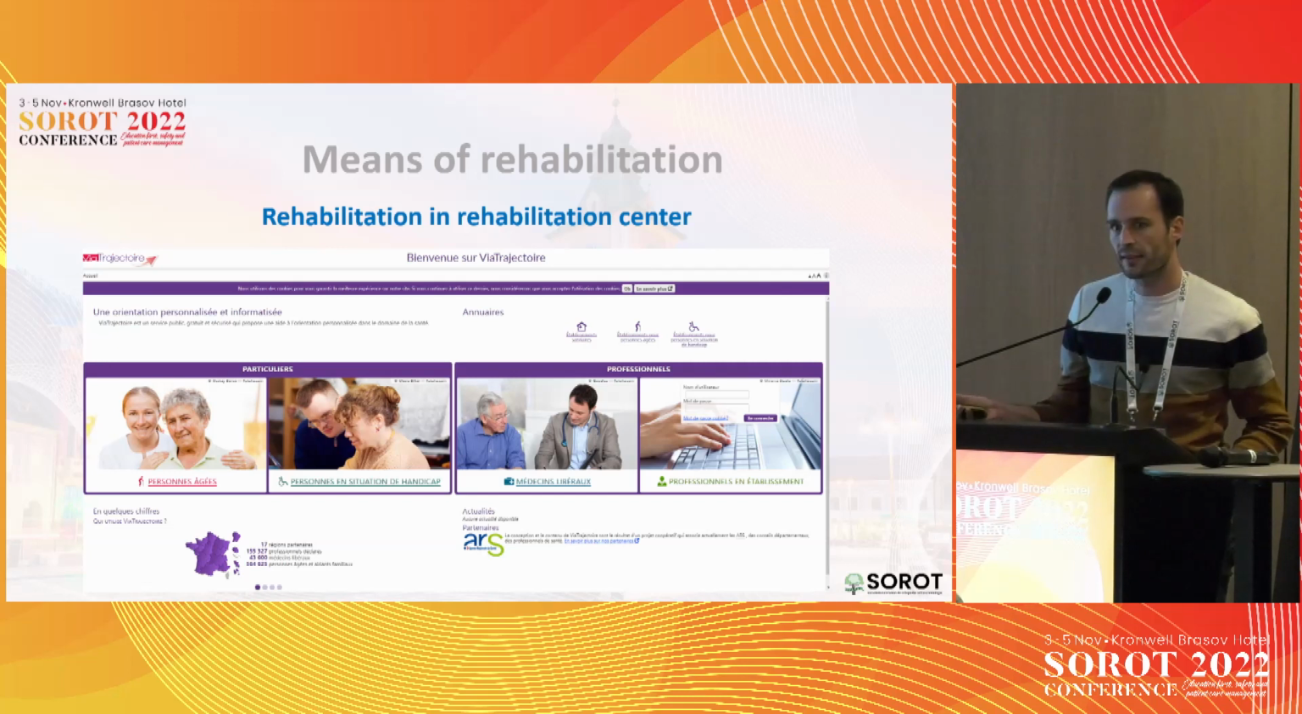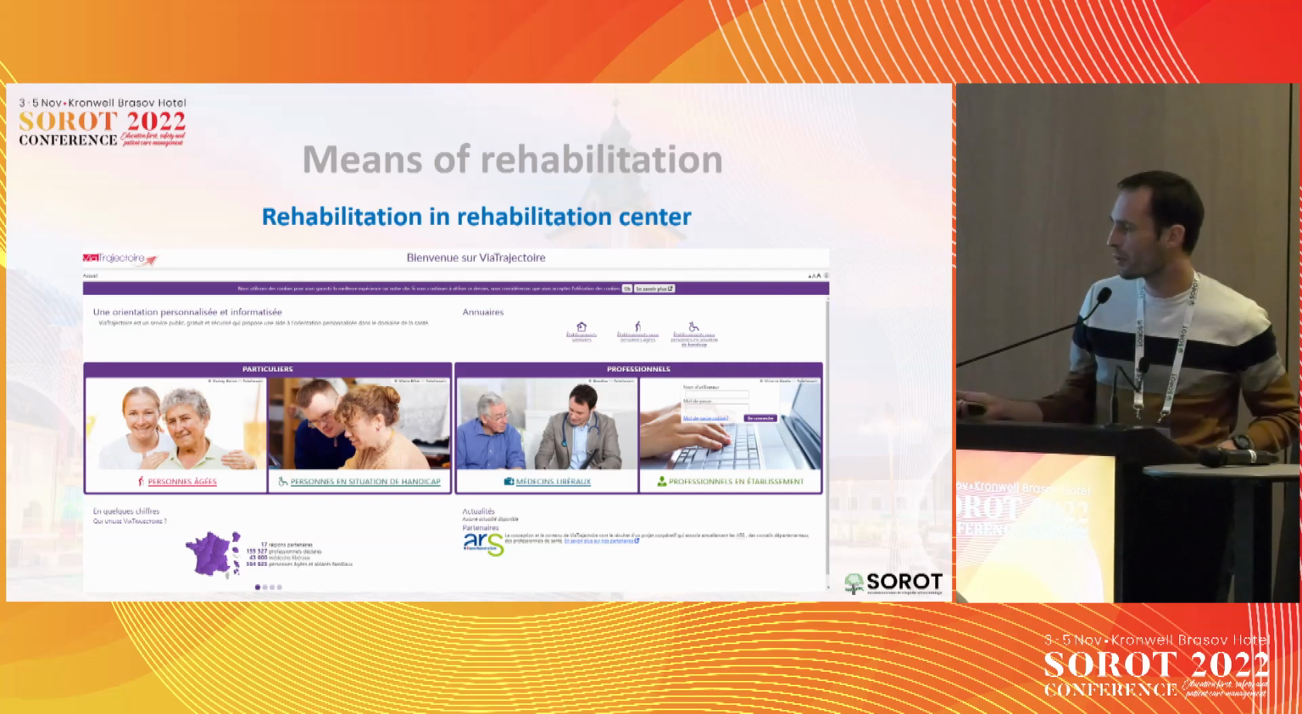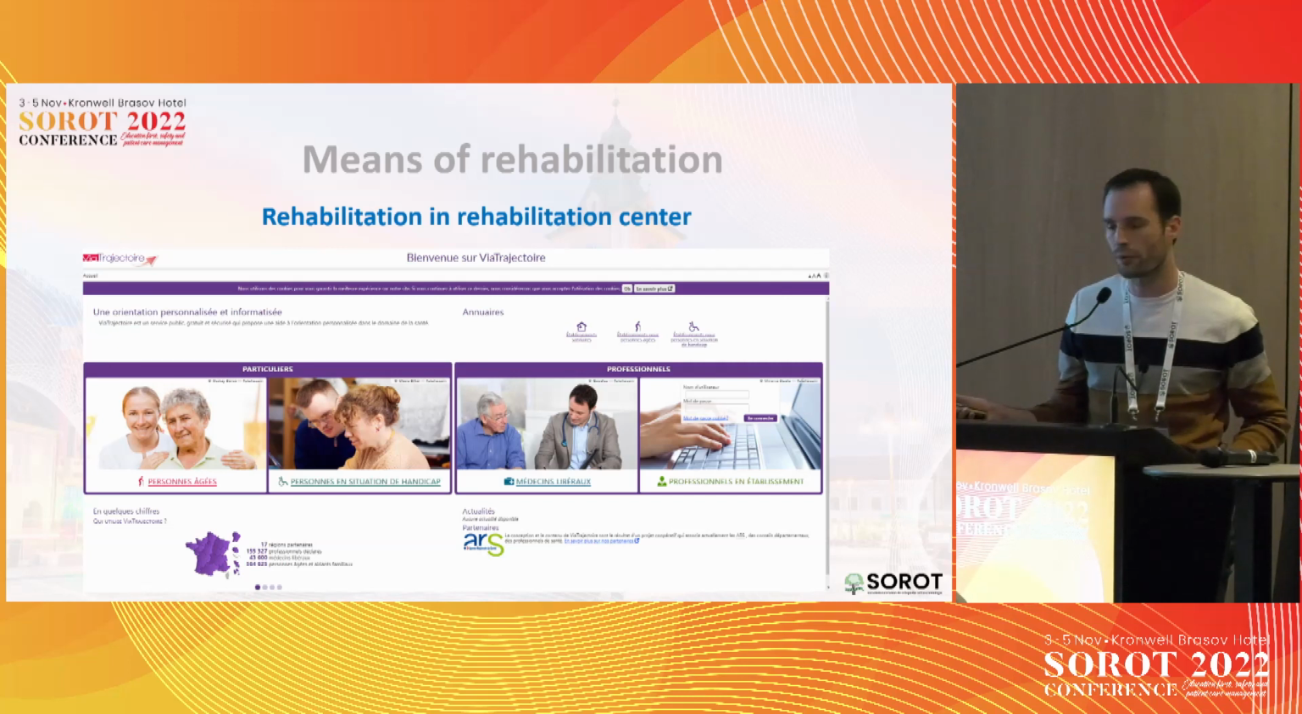They make a request in this software, including the age, the name of the patient, the disease of the patient, and they select the rehabilitation center that they want. So if you have a stroke, you need a neurological rehabilitation, so you request a neurological rehabilitation in this software.